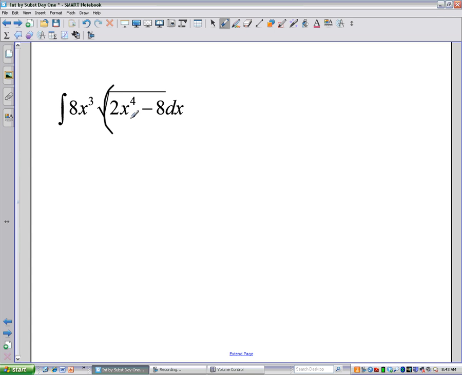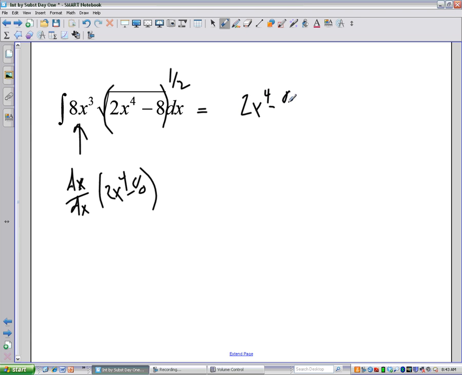Okay, we all know immediately that we never write anything like that. We want that to be to the 1/2 power. Okay, so I've got something to a power. Outside, look, that's the derivative of 2x to the 4th minus 8, right? We've got 8x cubed, what that says, but anyway. So when I take the antiderivative of this, I'm just going to make it (2x to the 4th minus 8) to the 3 halves over 3 halves, which is the same as multiplying by 2/3, plus c.